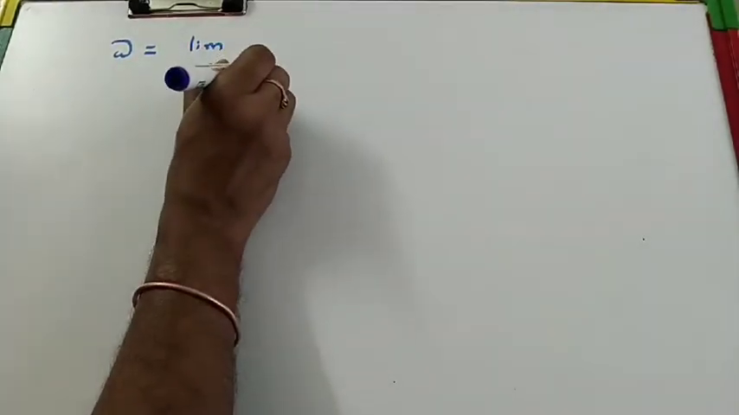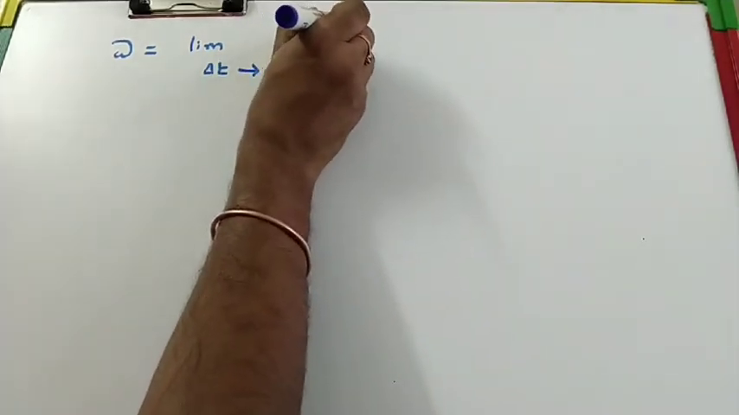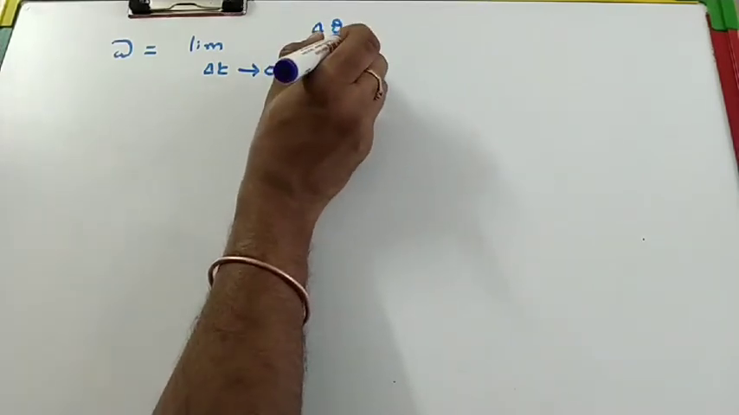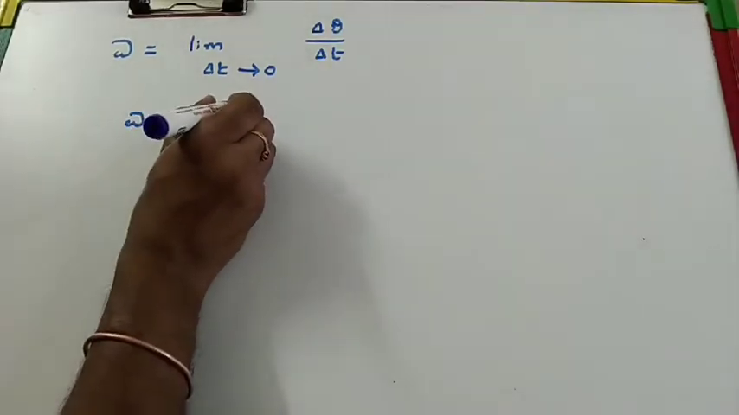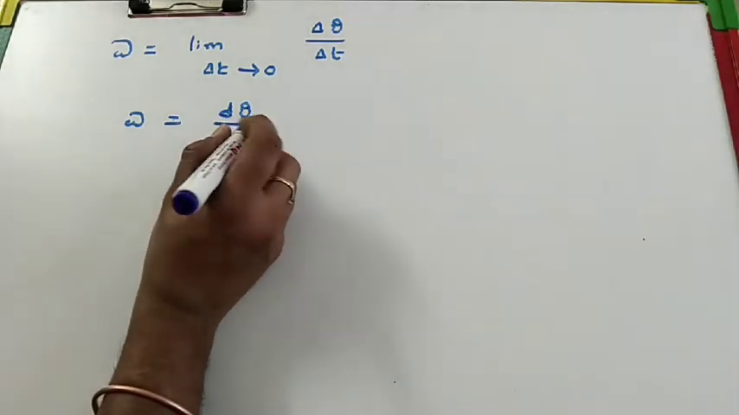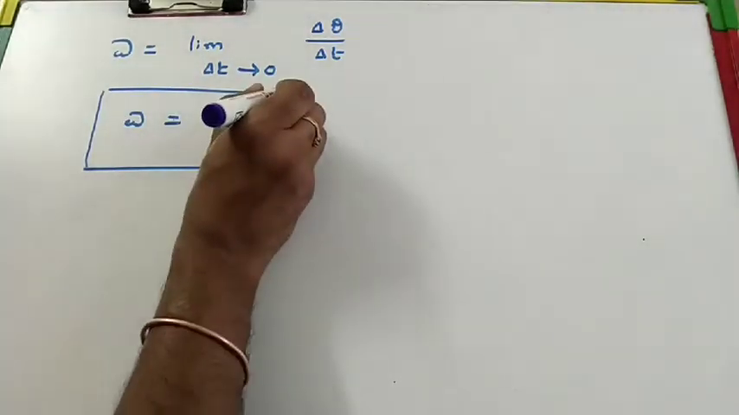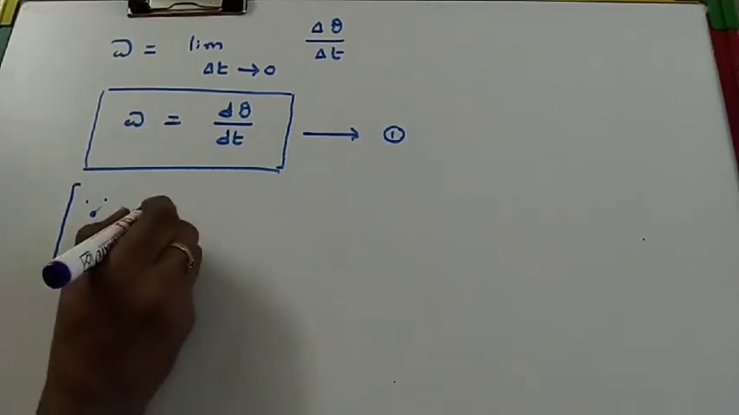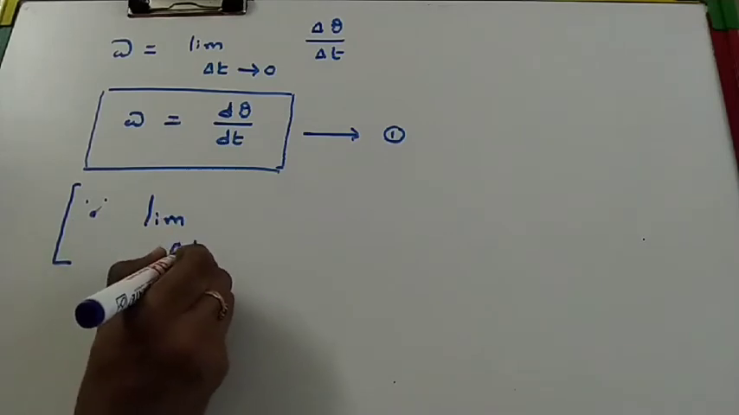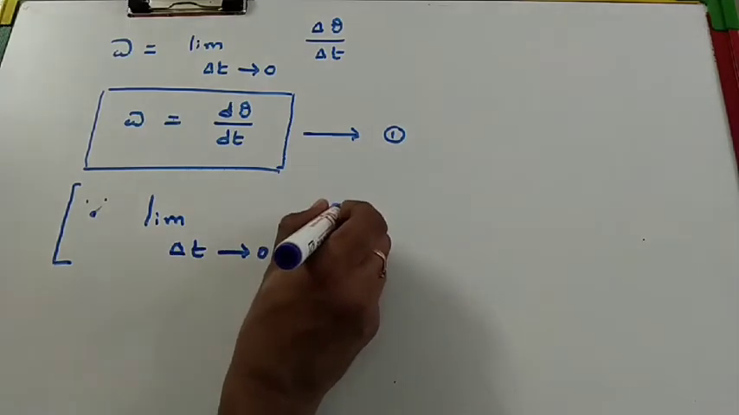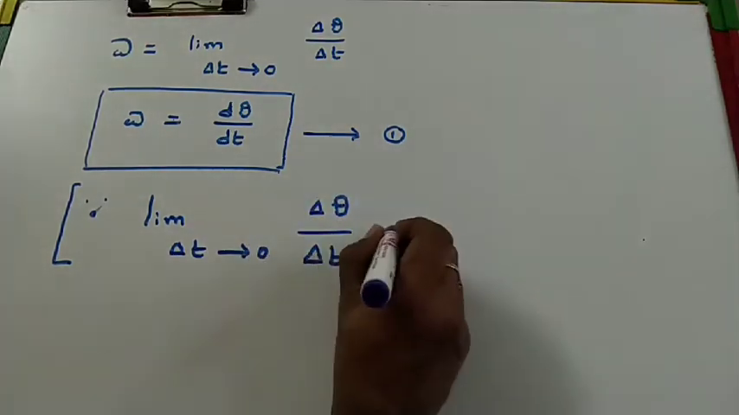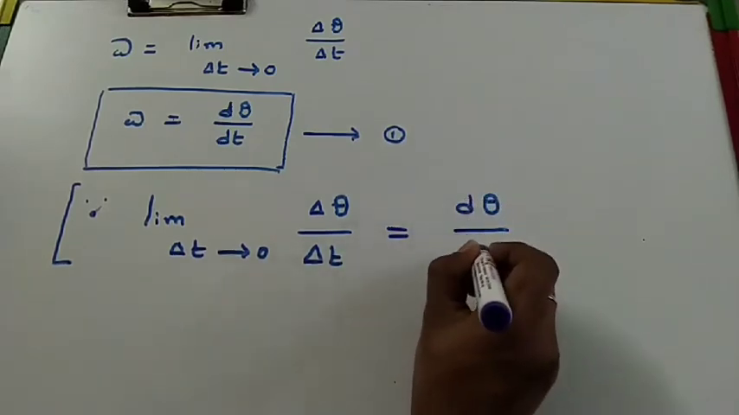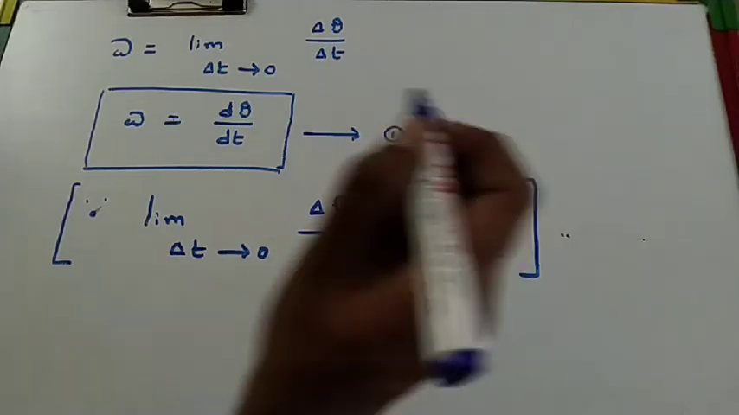Therefore, omega is equal to limit delta t tends to 0, delta theta by delta t. Therefore, omega is equal to d theta by dt. Consider this is equation number 1. Since limit delta t tends to 0, delta theta by delta t is equal to d theta by dt. This is the point we have to remember.